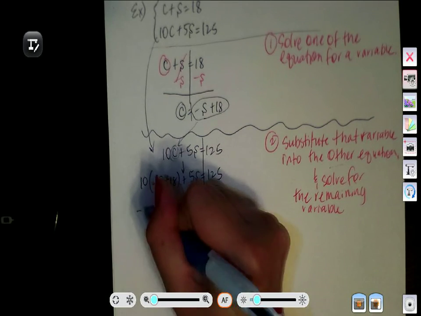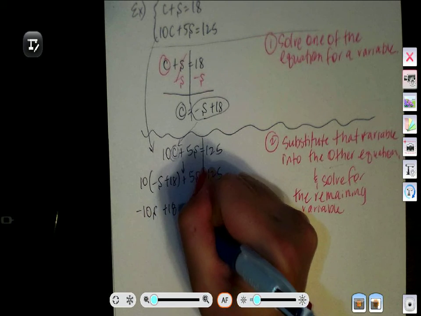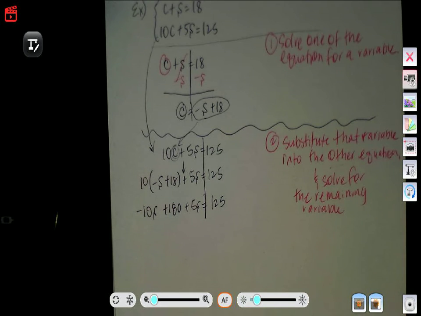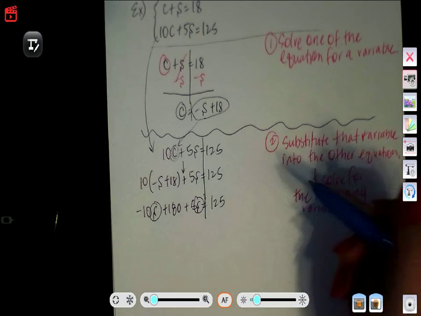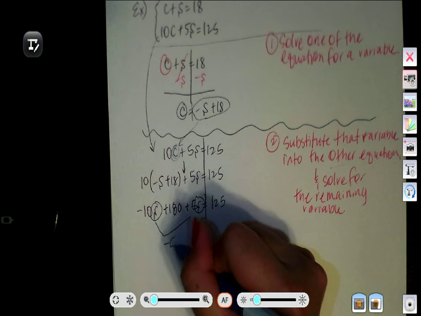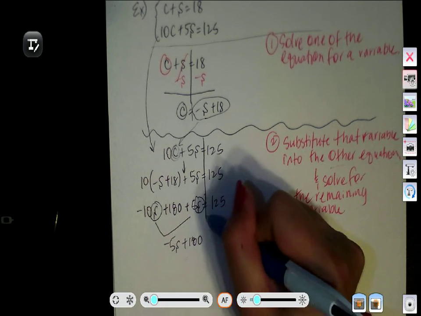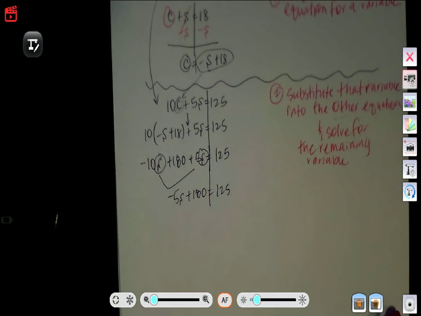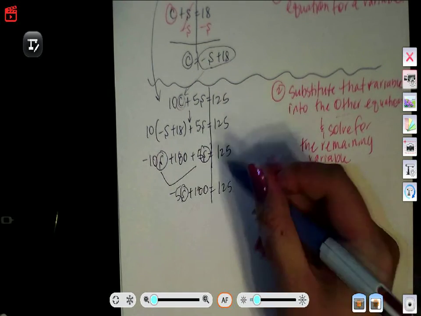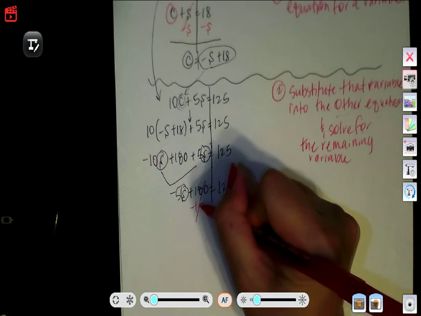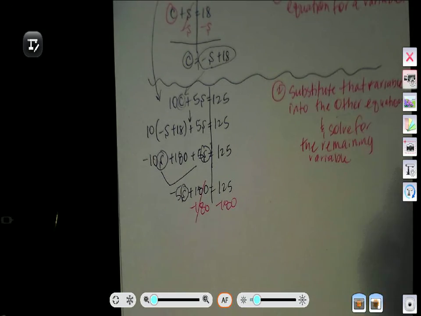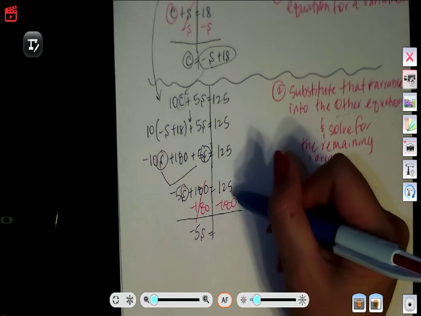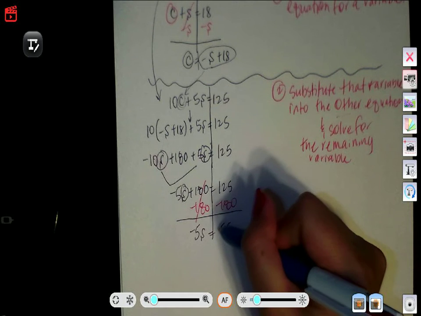Use the distributive property, so that'll be negative 10s plus 180 plus 5s is equal to 125. Okay. I have 2 variable terms here and here that I can combine like terms for, so that'll become negative 5s. Copy the 180 is equal to 125. Still solving for s, so I want to get this out of the way. So subtract 180 from both sides of the equation. Left with negative 5s is equal to 55, and that'll be a negative.